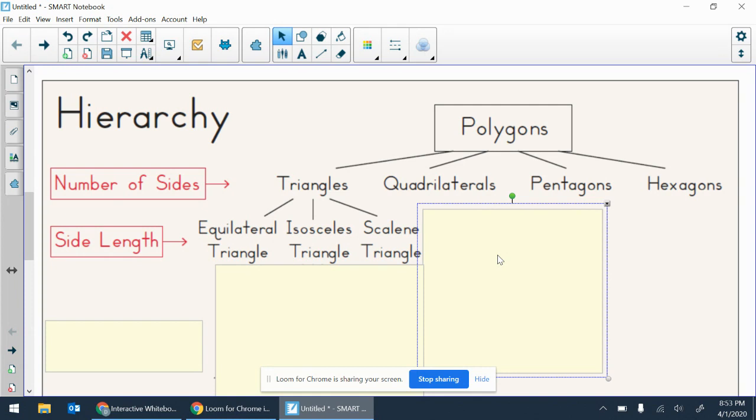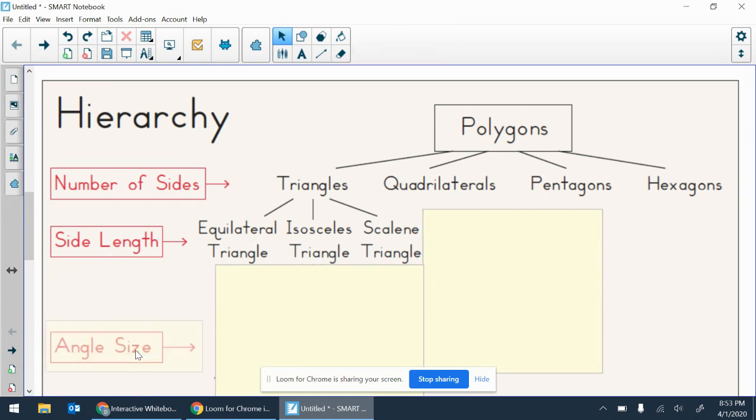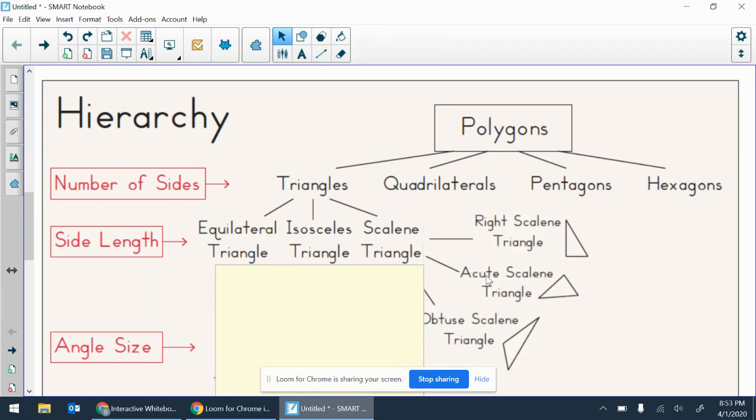Remember that other thing that we classified our triangles with? That's right, it was the size of the angles. I'm going to start over here with those scalene triangles. As we look at our scalene triangles, we can break those into the different angle sizes. So we have a right triangle, acute triangle, and obtuse triangle.